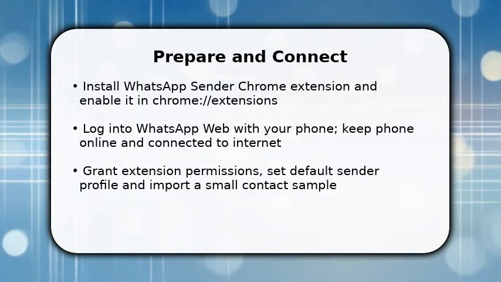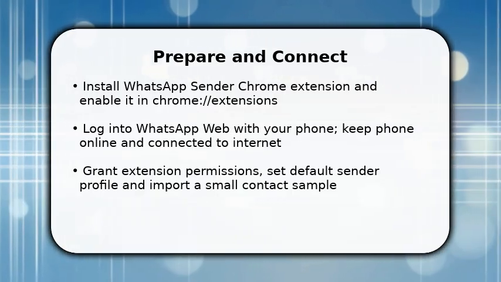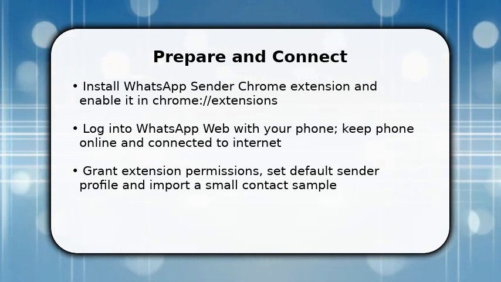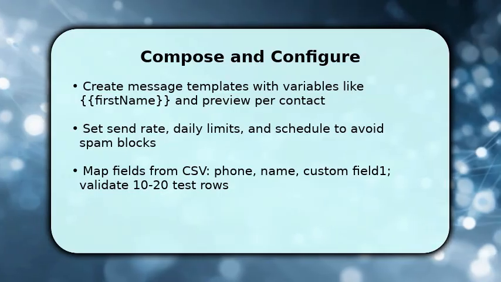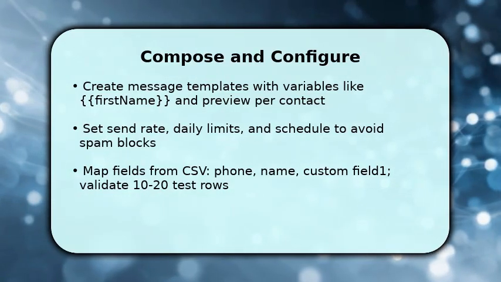Then import a short test list of contacts so you can validate delivery before sending to large lists. Now you compose your message templates and include variables such as first name so each recipient sees a personalized text. Preview a few contacts to confirm replacements.